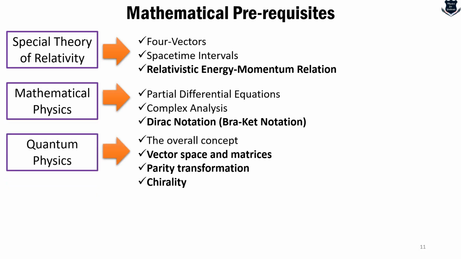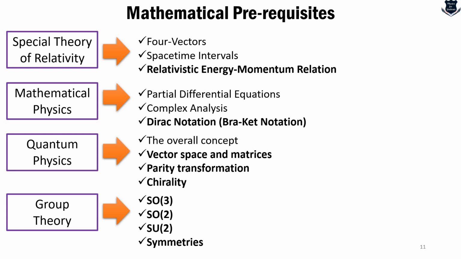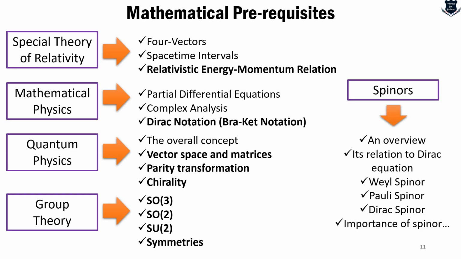Again, I repeat, you already know, but certain areas like vector spaces and matrices, parity transformation, and especially chirality is something which we will speak upon. You also need to know a lot of group theory, because the transformations of special orthogonal groups SO(3), SO(2), SU(2) and symmetries will come into account. And lastly, the most important is that you need to know what a spinor is, an overview, its relation to the Dirac equation, Weyl spinor, Pauli spinor, Dirac spinor, and the importance of spinors.